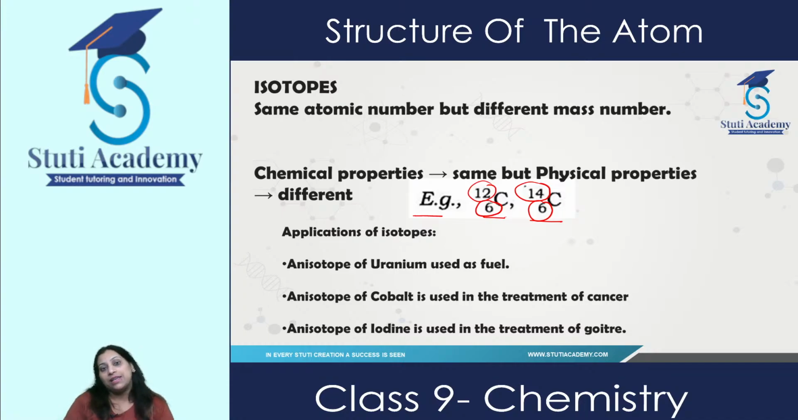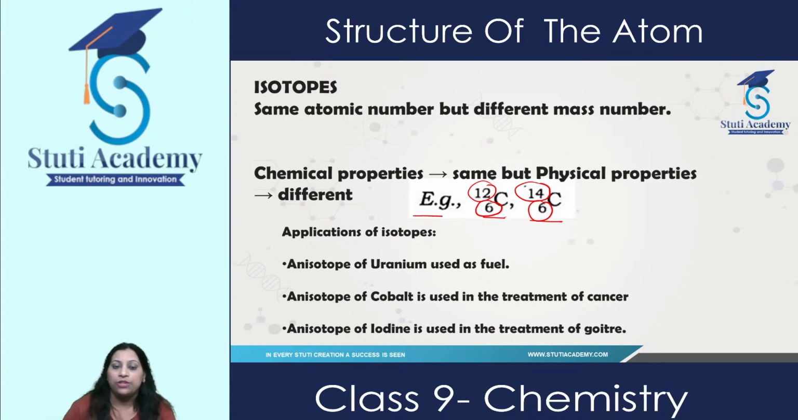So when they exist in nature in these isotope forms, they have different chemical properties also, but their physical properties are the same. How they look, what texture they have, their state, that is the same, but their chemical properties are different. So on the basis of their properties, we can use these isotopes in different ways.